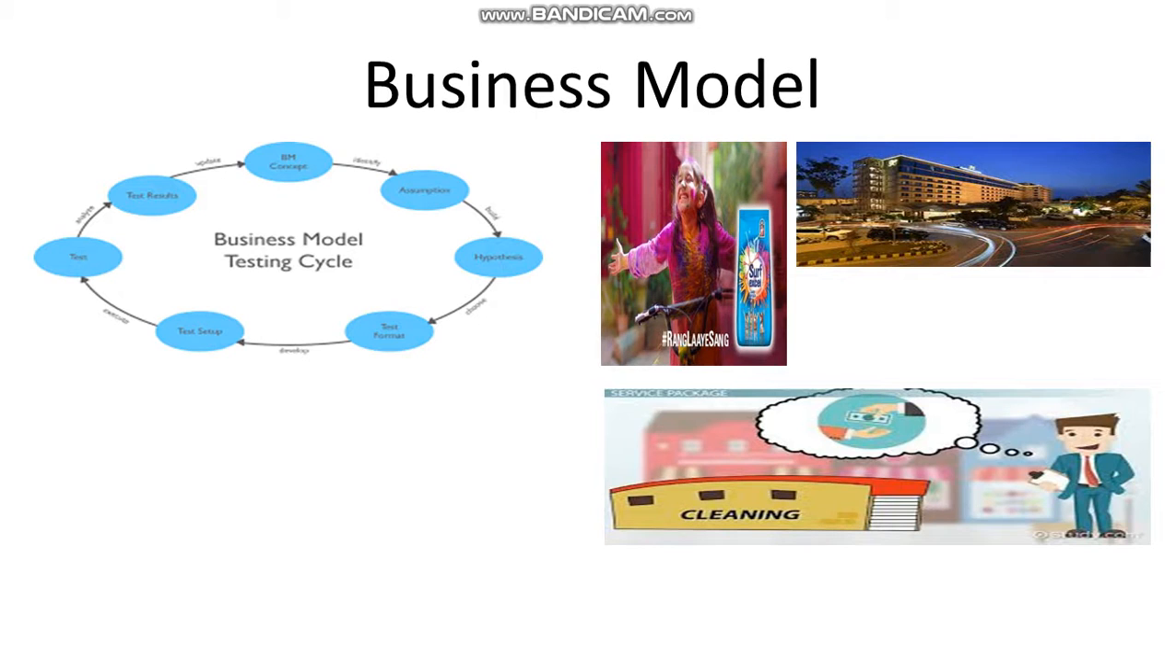Like Surf Excel is doing a very big business in the market by competing with other types of detergents. Surf Excel runs a lot of campaigns and advertisements, uses multiple celebrities, and makes a number of advertisements, promoting their product and generating a lot of revenue. This is called the business.